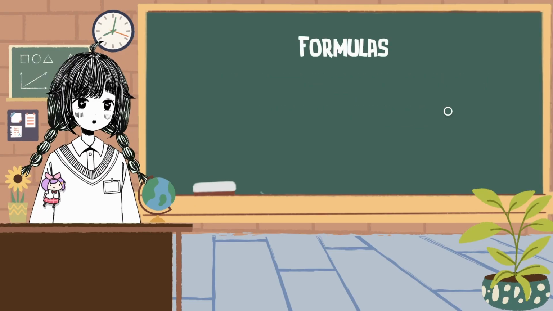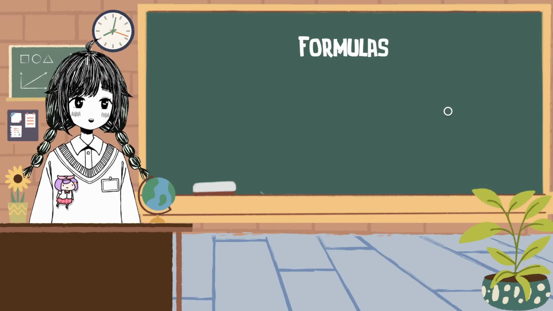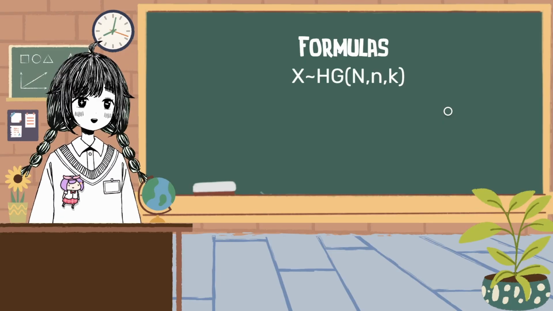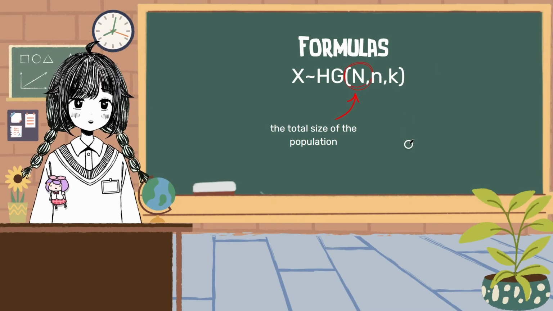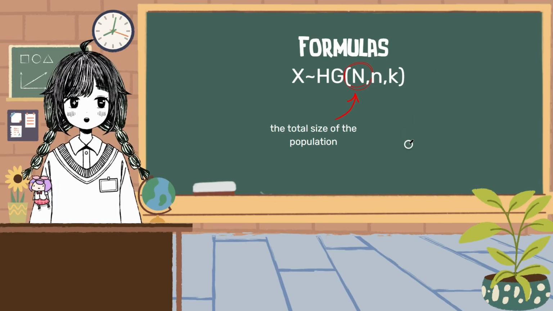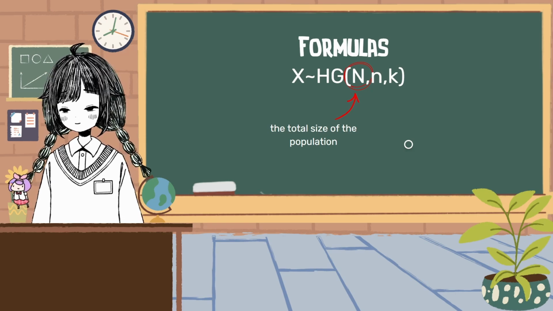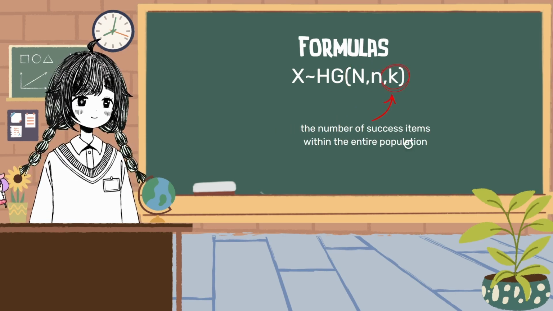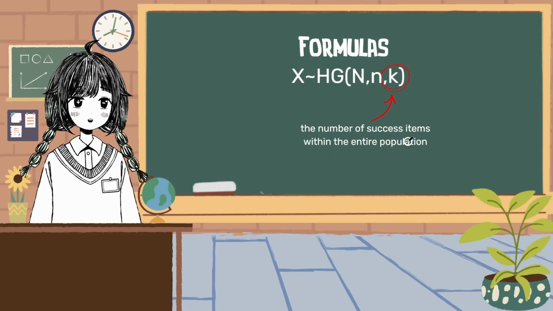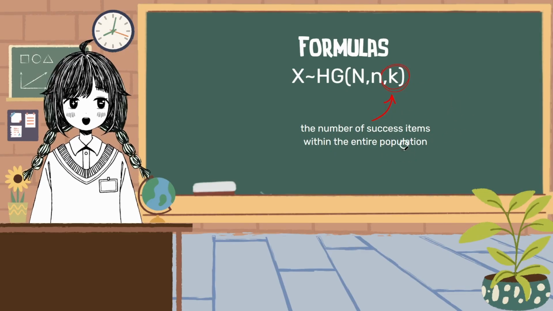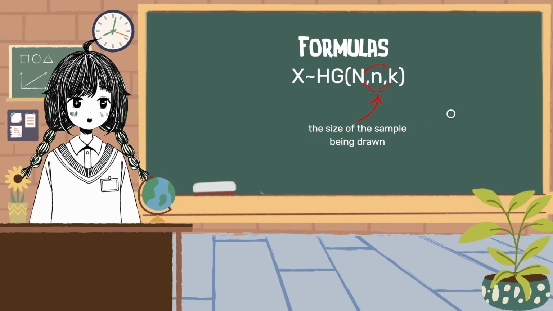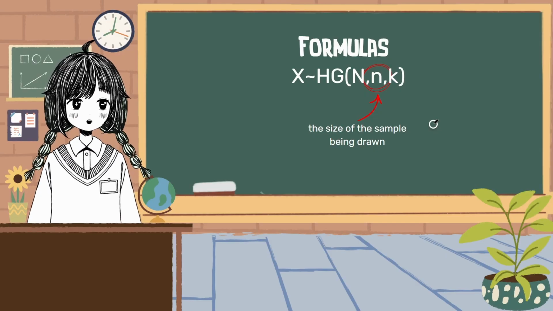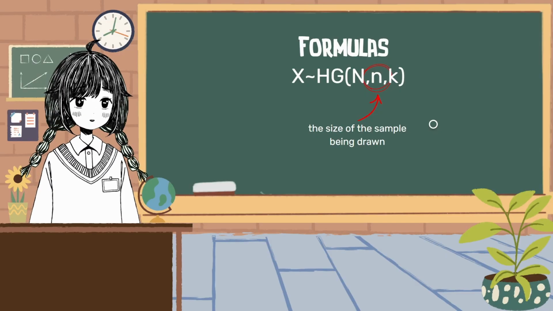Now, let's get to the formula for hypergeometric distribution. This is the random variable X. N represents the total size of the population, which is the total number of items we're drawing from. K is the number of success items within the entire population. These are the items we're interested in. And n is the size of the sample being drawn. Basically, our sample size, how many items we're selecting.